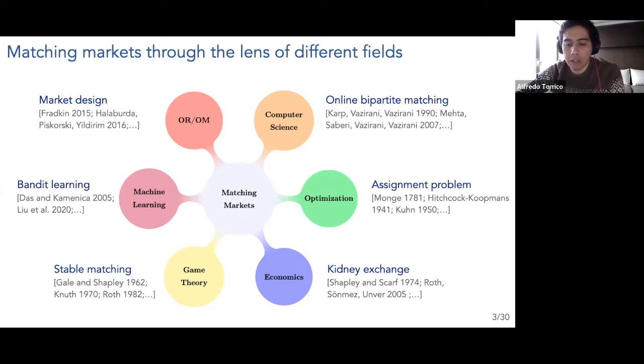And there has been a line of research related to different mechanisms of exchange, and also the complexity around this problem.